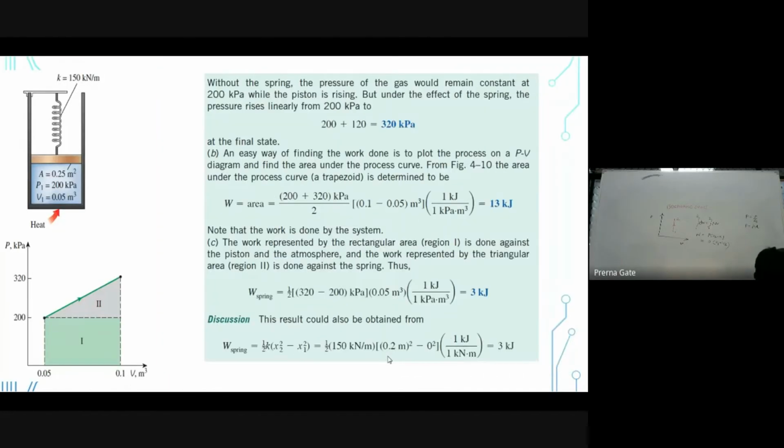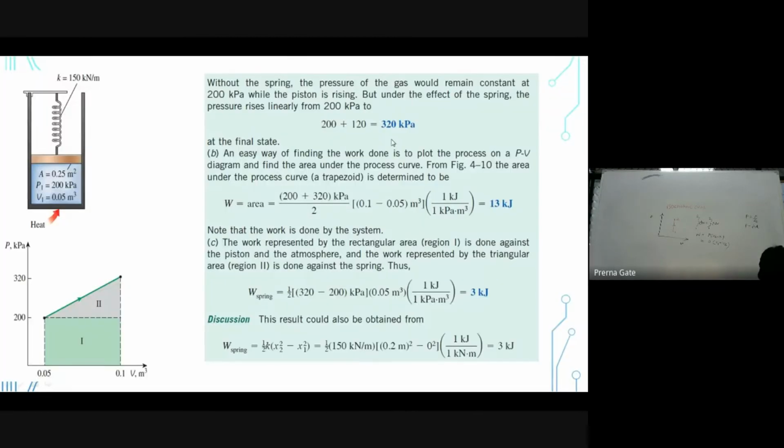Now without the spring, the pressure of the gas would remain constant. If we remove this spring, then the pressure will be constant on this piston. But as we have put the spring, the equation comes out differently. The pressure rises linearly from 200, and there will be an addition of 120 kilopascal. So the final pressure will become 320 kilopascal. So this was the first part of the solution.